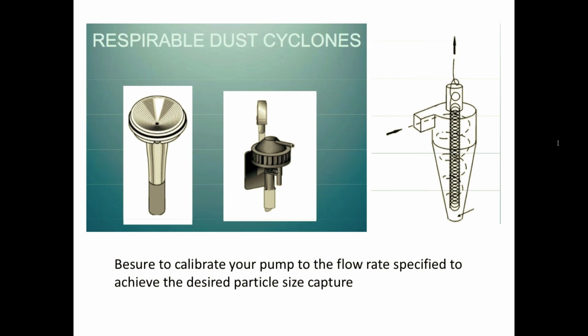And what this does is, this is connected to your cassette. You're pulling air in through this little tube, this little hole that's on the side of this thing. And air is then going through your filter cassette and then back to your pump, right? So this goes in the line of flow before your cassette.